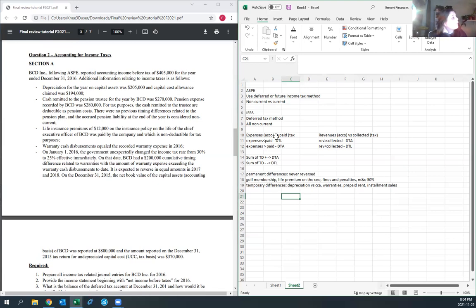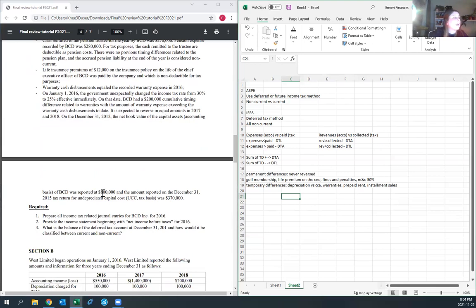On the December 31st, 2015, the net book value of the capital assets, so accounting basis of BCD, was reported at $800,000, and the amount reported on the December 31st, 2015 tax return for UCC was, that's not the right amount. Corrected, it's supposed to be $730,000. So I switched the 7 to 3. So it's supposed to be 730,000 and not 370. That's going to be a major difference. So please correct it. So the first requirement is to prepare all income tax related journal entries for BCD Inc. for 2016. So I'm going to start with my reconciliation schedule.